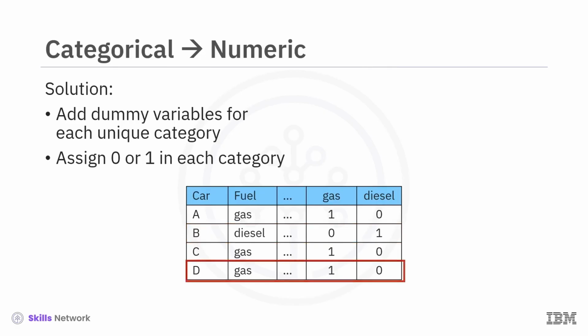Similarly, for car D, the fuel value is gas. Therefore, we set the feature gas equal to 1 and the feature diesel equal to 0. This technique is often called one-hot encoding.